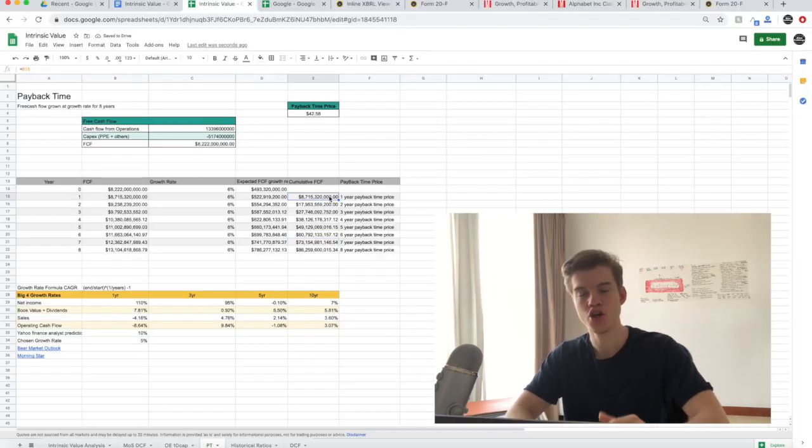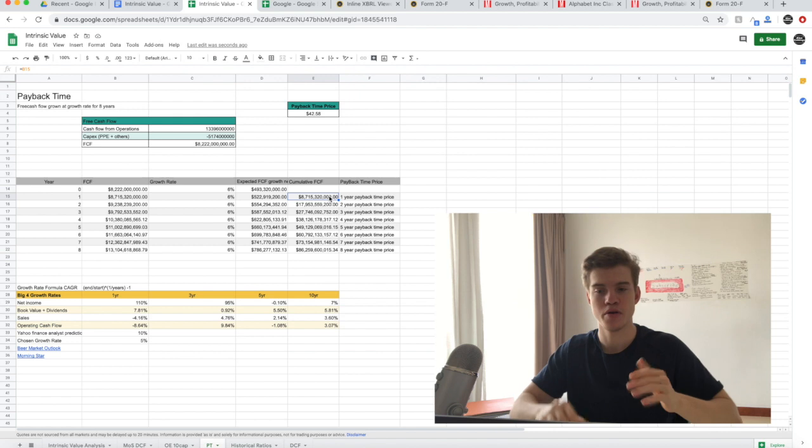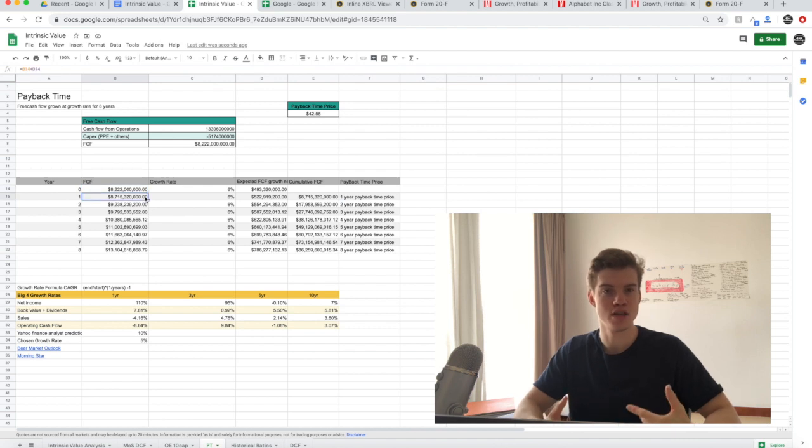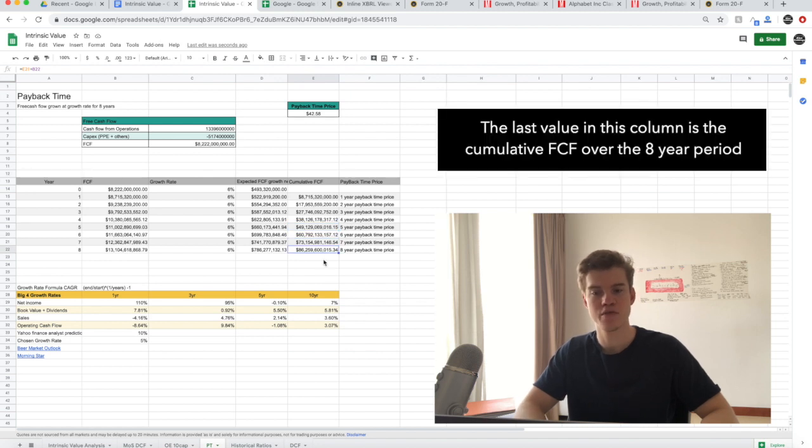And then this column is the cumulative free cash flow throughout the period. So in the first year, the free cash flow is 8.7 billion because that's the free cash flow grown at 6% from the initial year. And then this just continuously adds the cash flows together until we get a free cash flow around $86 billion.